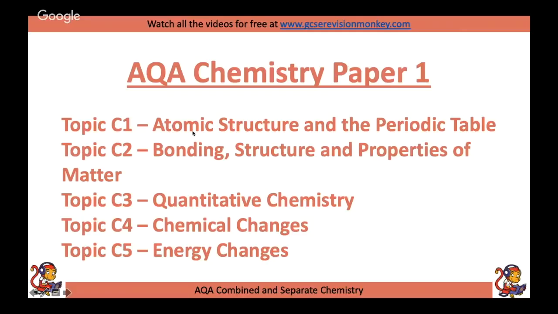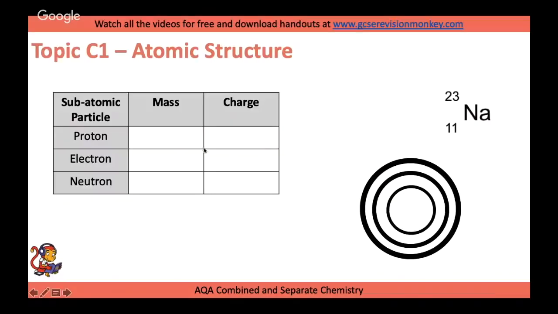Let's remember that we're looking at topics 1 to 5 for tomorrow. Okay, 1 to 5 in your revision guide. So some basics to start off with. You might be asked to complete a table like this. Protons and electrons both have a relative mass of 1. And for the electron, you can write very small. Protons are positively charged, +1. Electrons are negatively charged, -1.